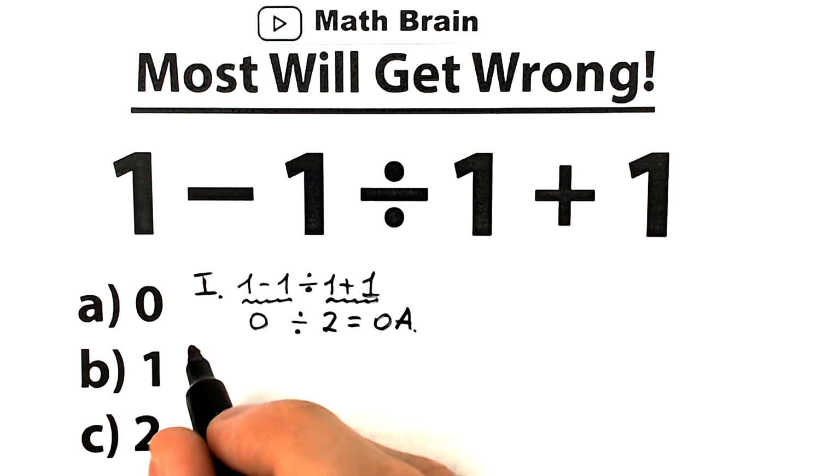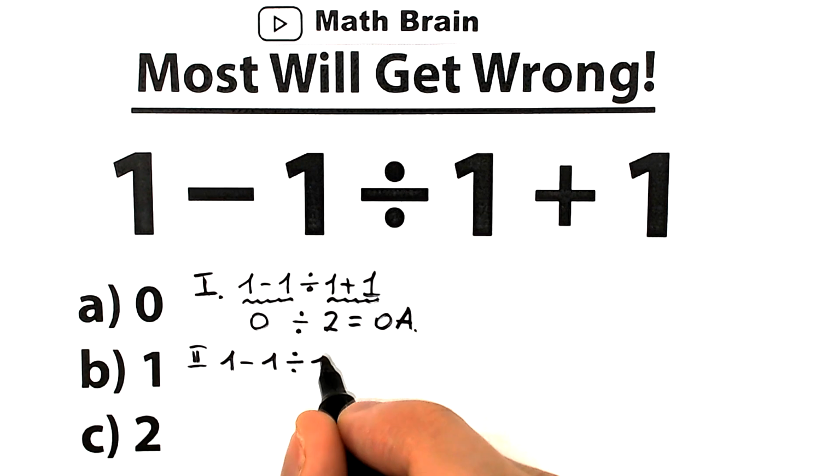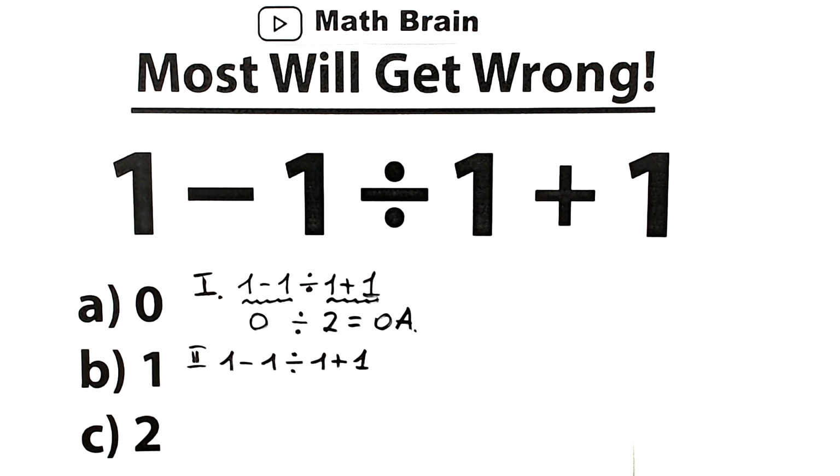Another interpretation looks like that. So we have our challenge 1 minus 1 divided by 1 plus 1. Another part of students solve this question like that, from left to right in a strict order. 1 minus 1 equal to 0. So we have 0 divided by 1 and plus 1. Okay, right here division on the left hand side. So 0 divided by 1 equal to 0, and 0 plus 1 equal to 1. This is option B. Okay, here's our second interpretation.